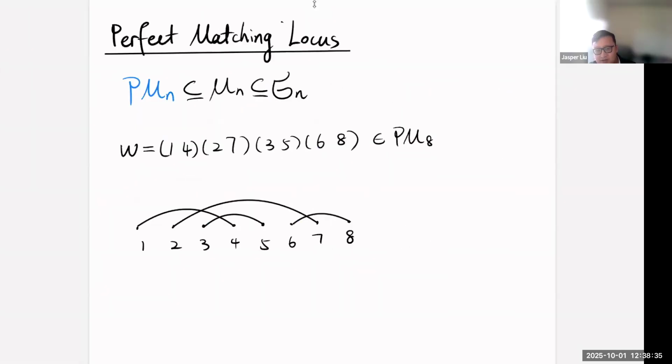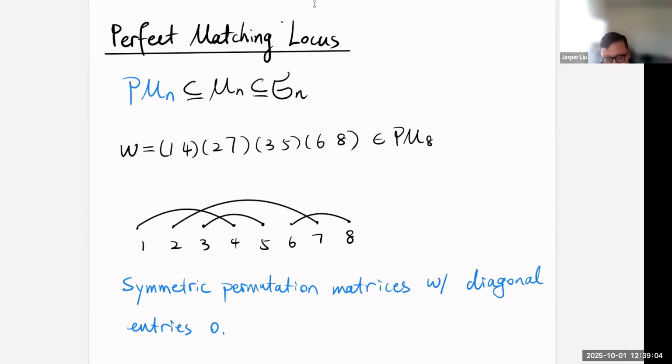The other locus of points is the perfect matching locus, or I will also denote it as the fixed point free involution locus. This happens only when n is an even number, and it consists of all permutations with only cycles of length 2. And in terms of matchings, they can be viewed as just perfect matchings on n vertices. And for matrices, they are just the symmetric permutation matrices with diagonal entries all 0. So we denote the perfect matchings as PM_n and matchings as M_n.